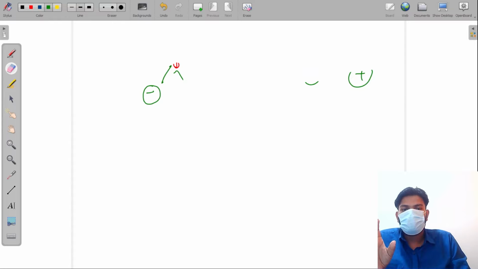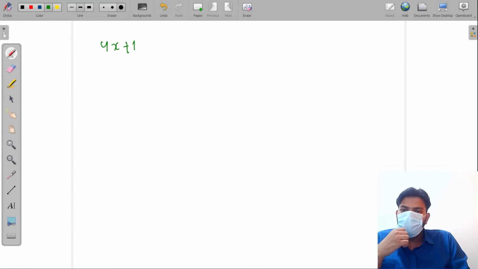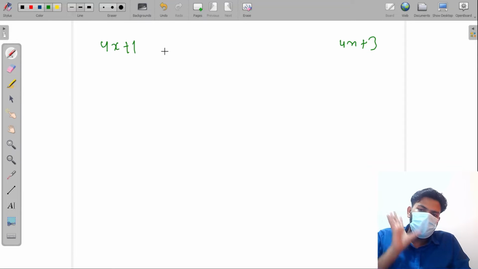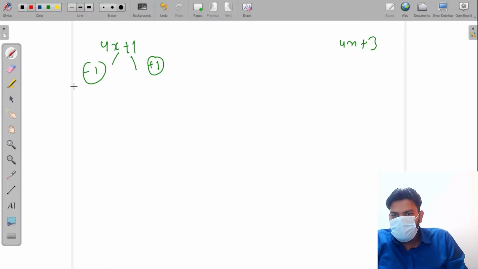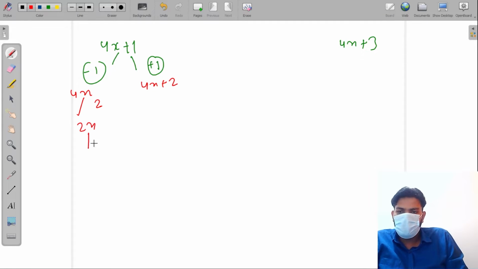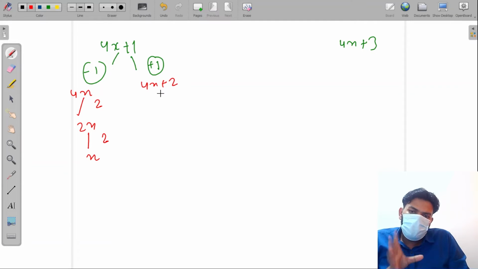Okay, so in this 4x plus 1 case, what do you have to do, and what do you have to do in this 4x plus 3 case? The first thing I'm going to explain is that you can take a minus 1 step or a plus 1 step. In this case, you take a minus 1 step and you reach 4x. Then you reach 4x plus 2, which is even, so you just divide by 2 and get 2x, and then divide by 2 again and get x.